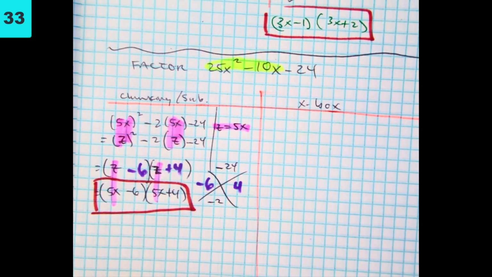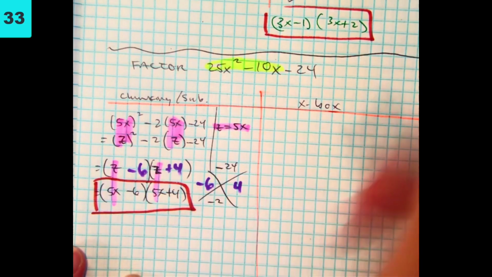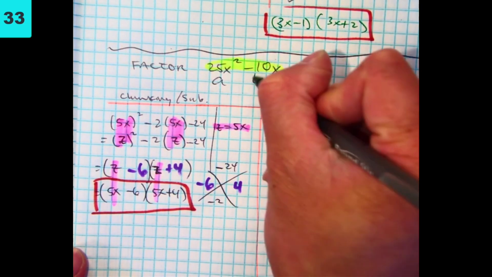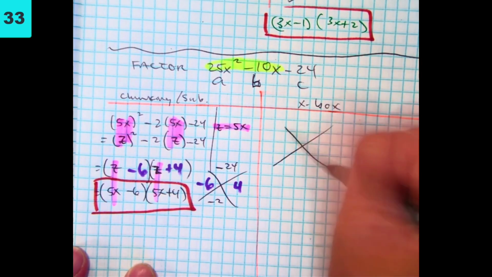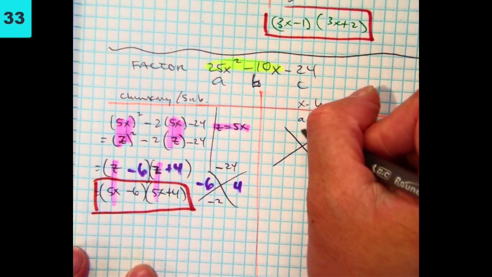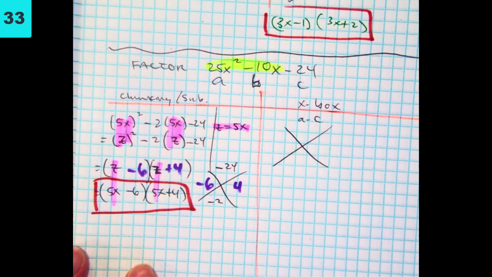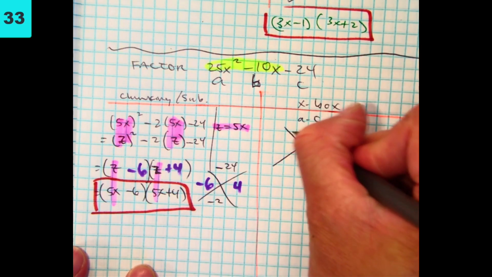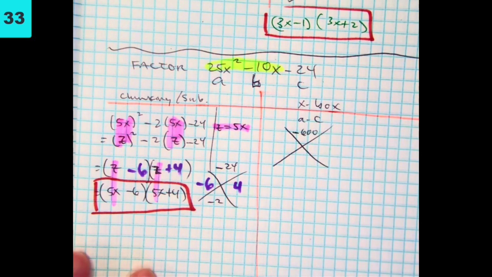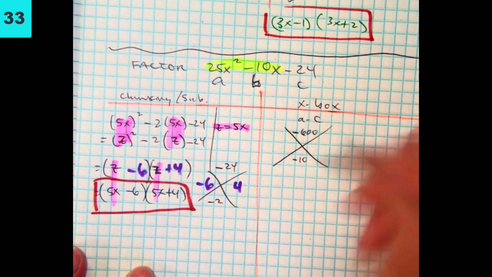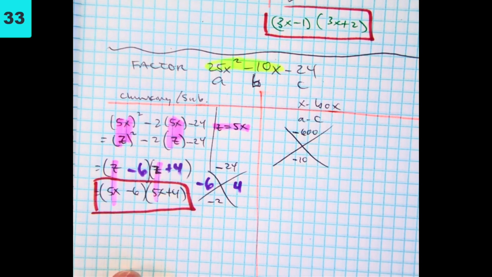Alright, let's do the X box. It's not going to be fun because I can look ahead. Those numbers are really big, right? A, B, and C. A times C. How much? Negative 600? That's right. Is that right? And B value is negative 10. Ooh. Where are our two numbers?